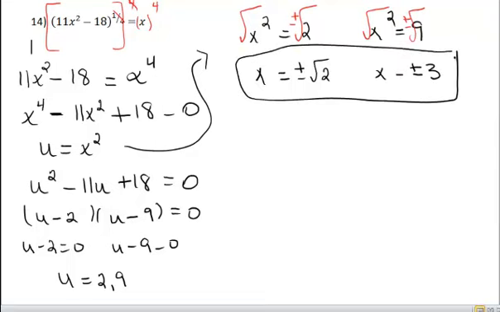So let's go back and check all of those and make sure that they really do work. I'm going to pause the video and do that right now. So what I found out is that both negatives don't work. So x is simply the square root of 2 and 3.